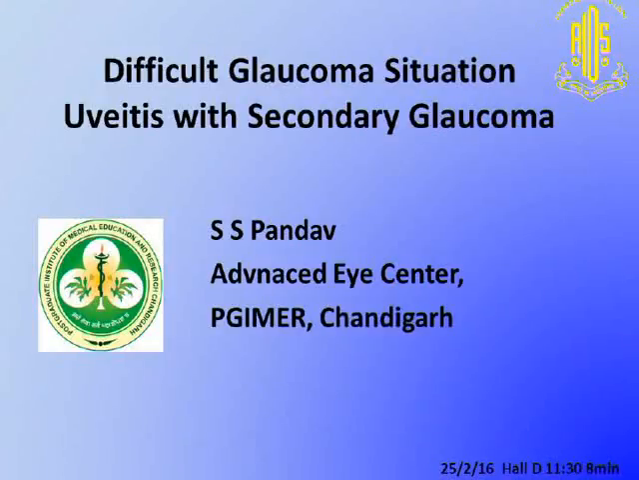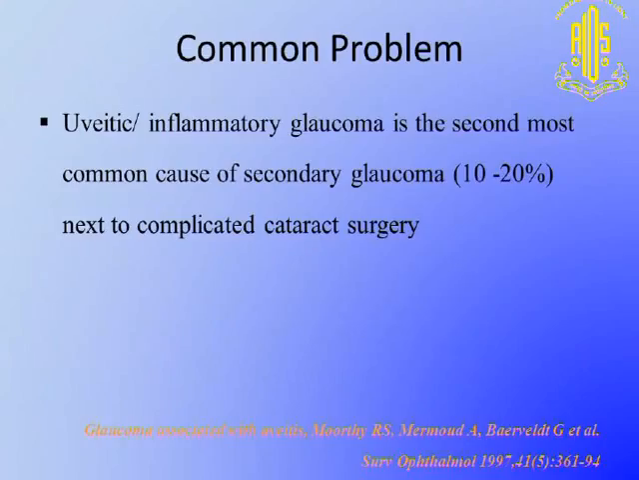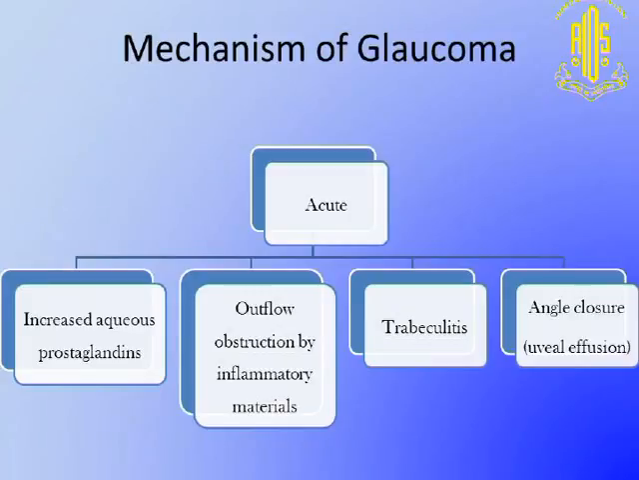in the eye can lead to high pressures, and it has been seen that overall in 10 to 20% of cases of uveitis, patients can have glaucoma at some stage during their course. The presentations could be varied.